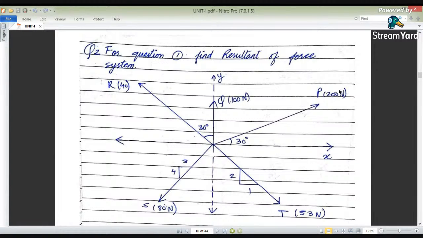Here the P force is 200 newtons, which makes an angle of 30 degrees with the horizontal, whereas Q is 100 newtons, directly upwards along the y-axis. The R force has an intensity of 40 newtons, making an angle of 30 degrees with the vertical. The S force of 80 newtons has a slope of 3 by 4, that is horizontal 3 and vertical 4. Again, this 53 newtons force has a slope of 1 by 2.